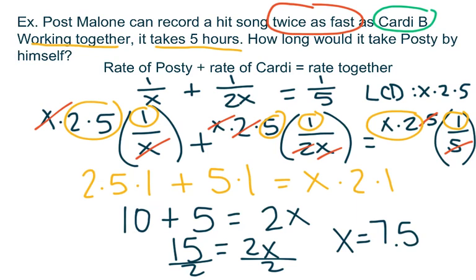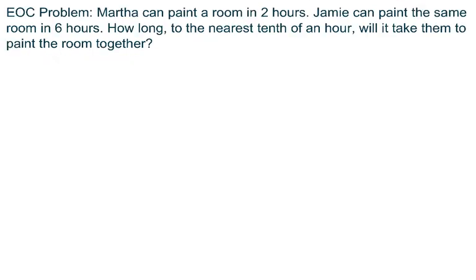And now I want to show you an EOC problem. So this is one that they have put on the released EOC. Martha can paint a room in 2 hours. Jamie can paint the same room in 6 hours. And then we're trying to find out how long, and this is very important, to the nearest tenth of an hour. So remember, that means one decimal place. Will it take them to paint the room together?